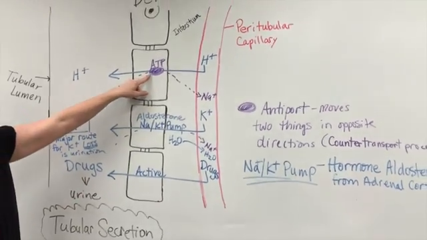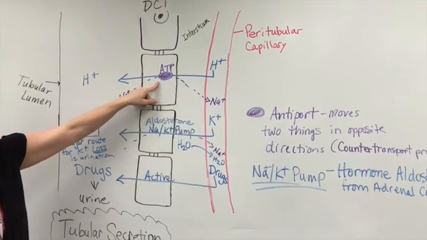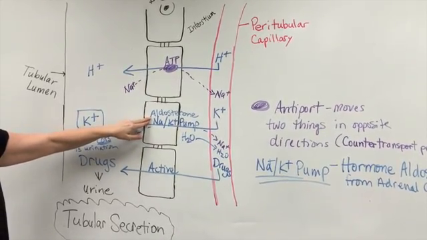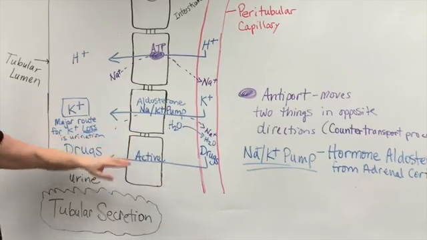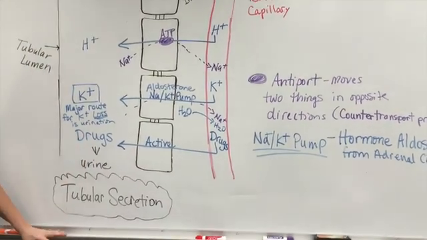Some of them are driven by antiports, where two things are moving in opposite directions using ATP. Some of them are driven by hormones like aldosterone, and some of them are just actively transported, such as drugs.